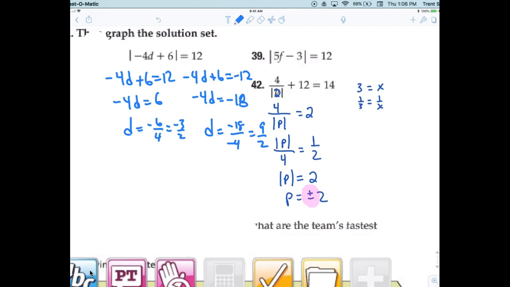Is everybody happy with that? Anybody have any questions? Nobody has any questions? Nothing at all. All right, in the interest of time, just put a check on the top of your paper. All right, good job.